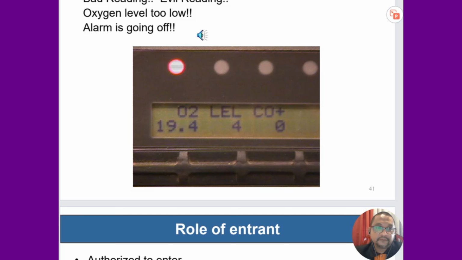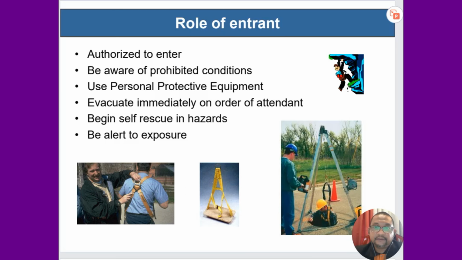Number six, don't forget entry team roles. Authorized entrants: workers who enter the confined space must be trained and aware of the hazards. Attendant: positioned outside the space to monitor the entrants and the situation. Entry supervisor: the person in charge of overseeing the entry process, ensuring that all procedures are followed and safety is maintained. Okay, those are the entry team roles.